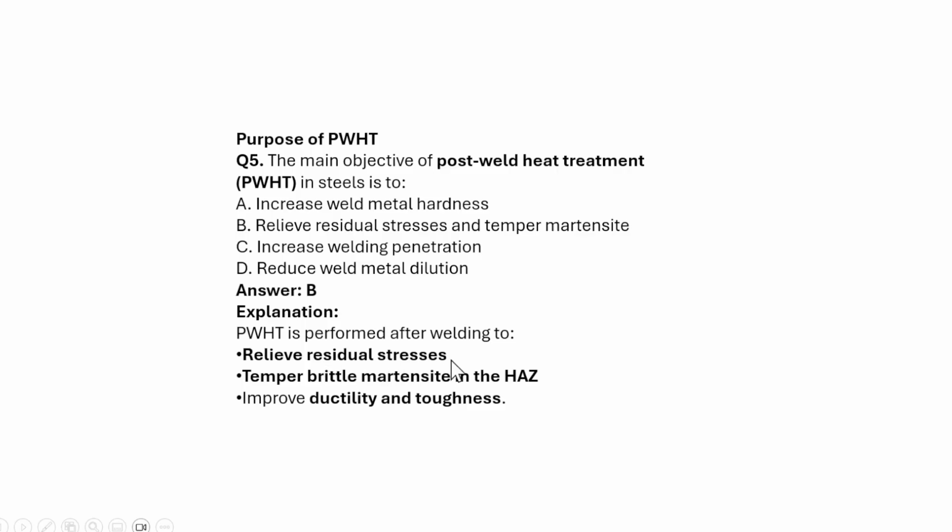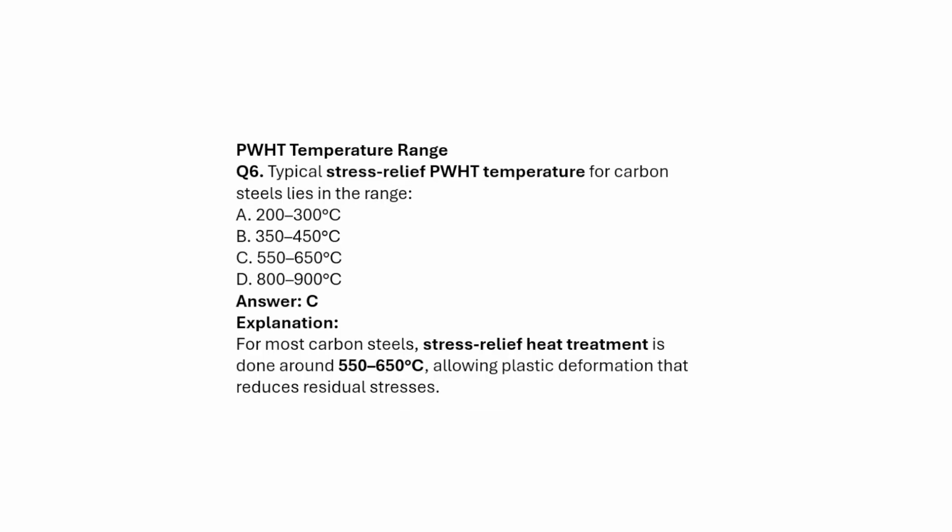So it will reduce the residual stresses, and if the brittle martensitic phase is there, it may convert into a bainitic or pearlitic phase. That we can also achieve, to increase the ductility and toughness. Next is typically the stress relieving post weld heat treatment for carbon steel lies within the range: 200 to 300, 350 to 450, 550 to 650, or 800 to 900. The answer will be C, 550 to 650, for around 2 hours.